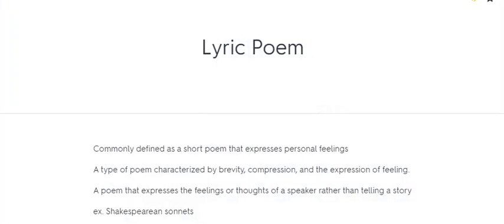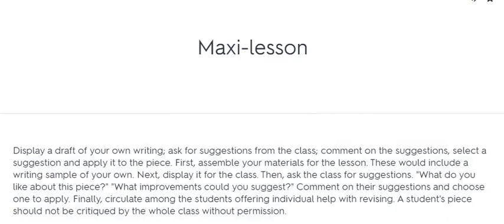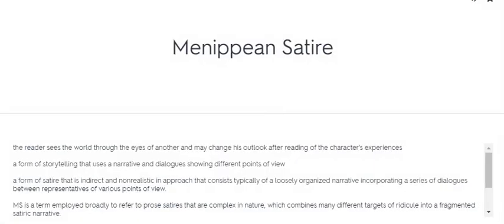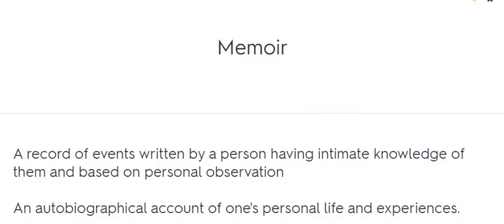Lyric poem. Commonly defined as a short poem that expresses personal feelings, a type of poem characterized by brevity, compression, and the expression of feeling. A poem that expresses the feelings or thoughts of a speaker rather than telling a story. Example: Shakespearean sonnets. Magical realism. Maxim. Menippean satire. Melodrama. Memoir. A record of events written by a person having intimate knowledge of them and based on personal observation, an autobiographical account of one's personal life and experiences.